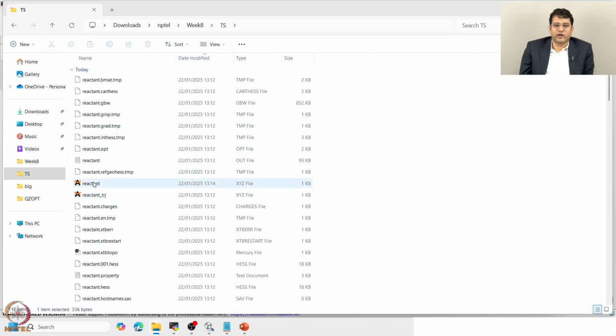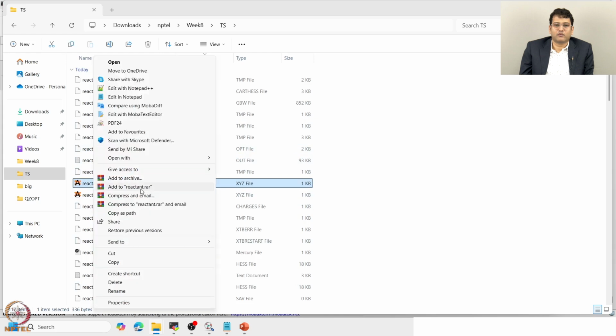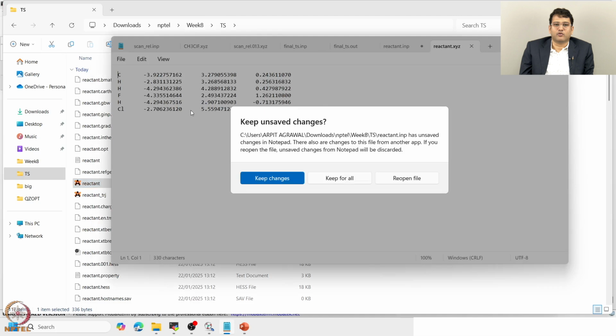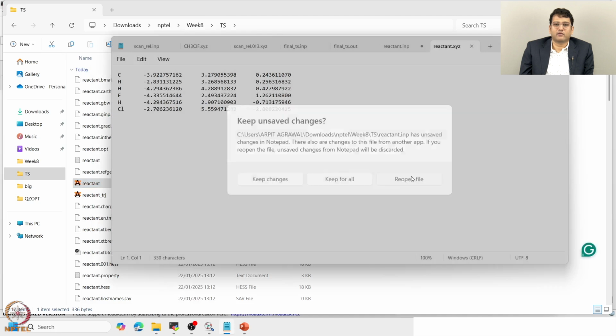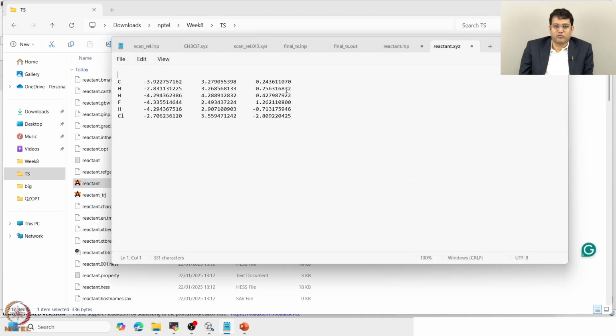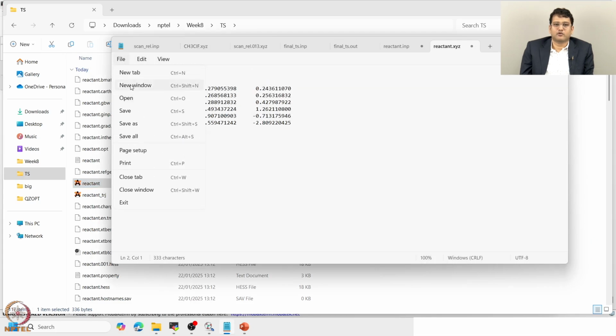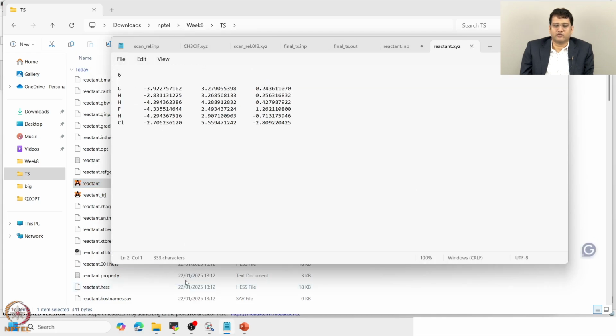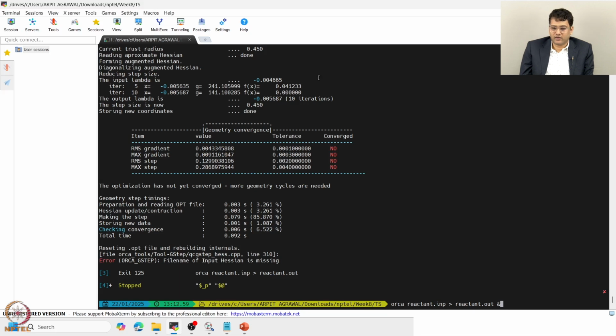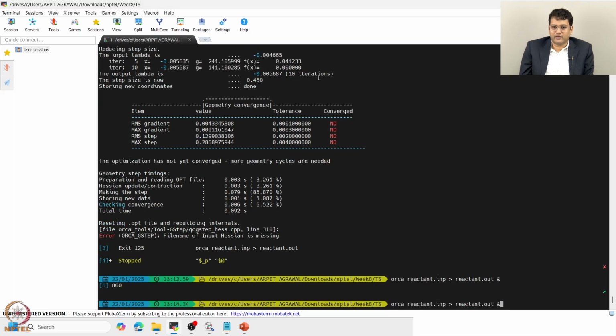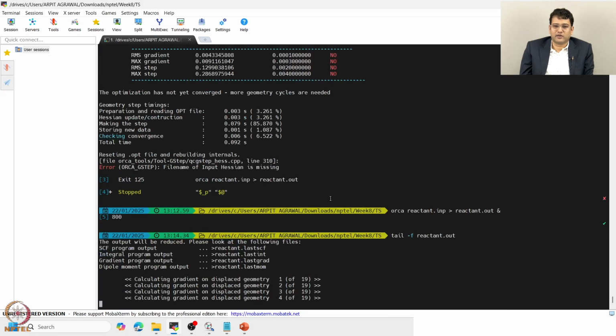I should not forget to open in Notepad and make the number of atoms to be 6. So this kind of technique sometimes you need to do. So now I have saved it, and I hope that this will do the calculation a little faster.